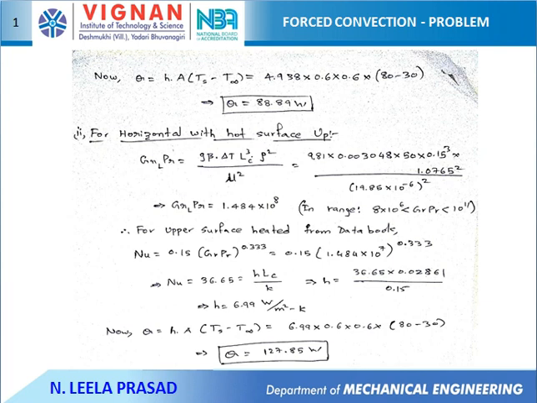So from this calculate the h value, again apply Newton's law of cooling, h into A into Ts minus T infinity. So find out here the area is 0.6 into 0.6 as the bottom surface is insulated. So find out Q value.